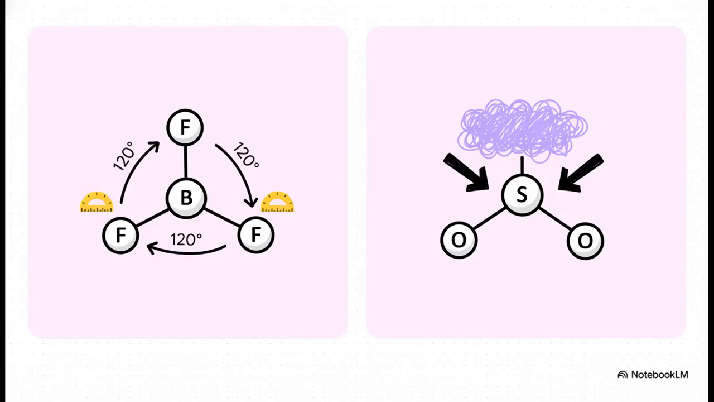On the left, we've got boron trifluoride. 3 bonds, no lone pairs, no bullies. It's our nice, flat, 120-degree trigonal planar shape. But now, look at sulfur dioxide on the right. It also has 3 things around the sulfur, 2 bonds and 1 lone pair. That invisible bully shoves the 2 oxygen atoms down and away from it, so the molecule isn't linear, it's bent.